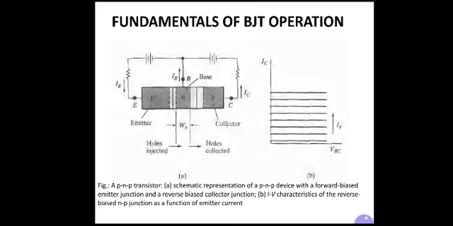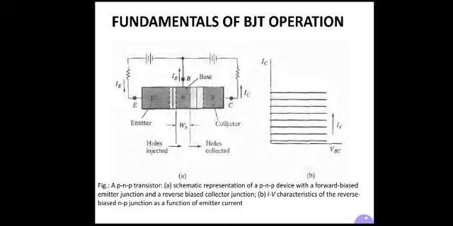Forward bias is between the emitter and the base. Emitter is P, which is connected to the positive of the battery, and base N is connected to the negative of the battery. So the first PN junction makes the transistor forward biased, and the next junction is the NP junction. N, the base, is connected to the positive of the battery, and the negative of the battery is connected to the P, that is the collector. So this NP junction is reverse biased. That's why it is a forward biased emitter junction and a reverse biased collector junction.